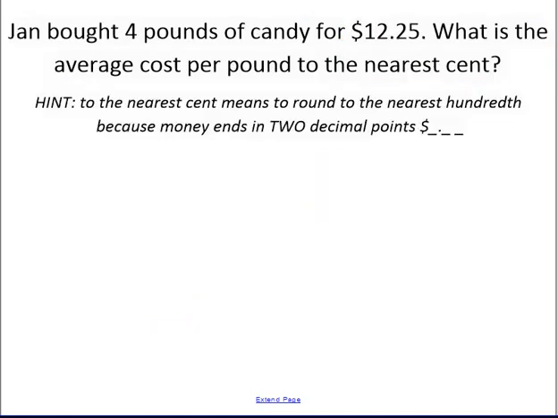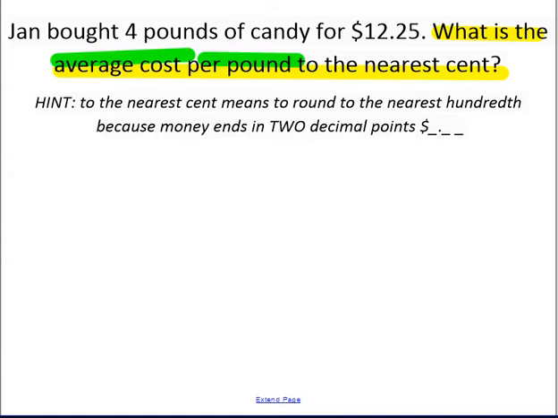Okay, next question. Jan bought 4 pounds of candy for $12.25. What is the average cost per pound to the nearest cent? So I'm going to highlight my question. What is the average cost per pound to the nearest cent? I'm going to read my hint in just a second. And what is my operation? Well, this word right here, average cost, is a very common word when talking about division, okay? But also, it says per pound, okay?